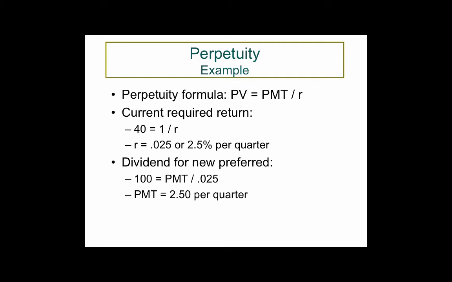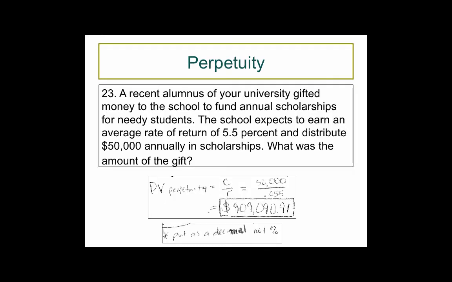Let me show you what one of these problems would look like on the test guide. Specifically, let's look at number 23. A recent alumnus of your university gifted money to the school to fund annual scholarships for needy students. Remember, we talked about how you can set up endowments using a perpetuity. The school expects to earn an average rate of return of 5.5%. So there's your R. Make sure you put this as a decimal since we're using an equation, not as a percentage. And then distribute $50,000 annually. So there's your C, or your payment, in the form of scholarships.